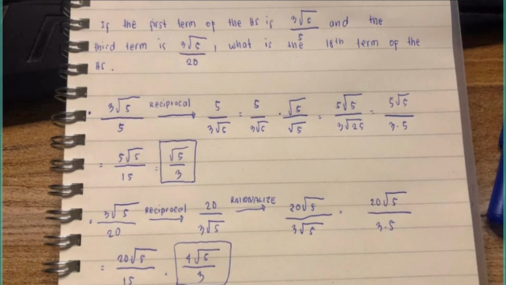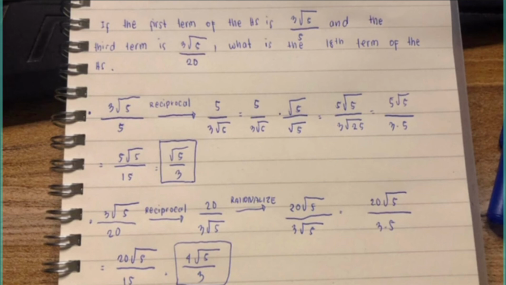First of all, we're going to find the reciprocal of 3 square root of 5 over 5, which is 5 over 3 square root of 5. And we rationalize it, we multiply it by square root of 5, which is going to be 5 square root of 5 over 3 square root of 25. Square root of 25 can be simplified to 5. That's going to be 5 square root of 5 over 3 times 5, which is 15. So we simplify 5 square root of 5 over 15. That's going to be square root of 5 over 3.